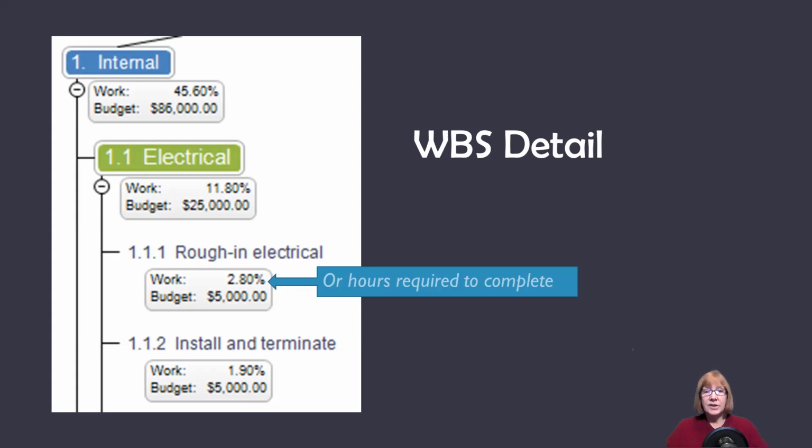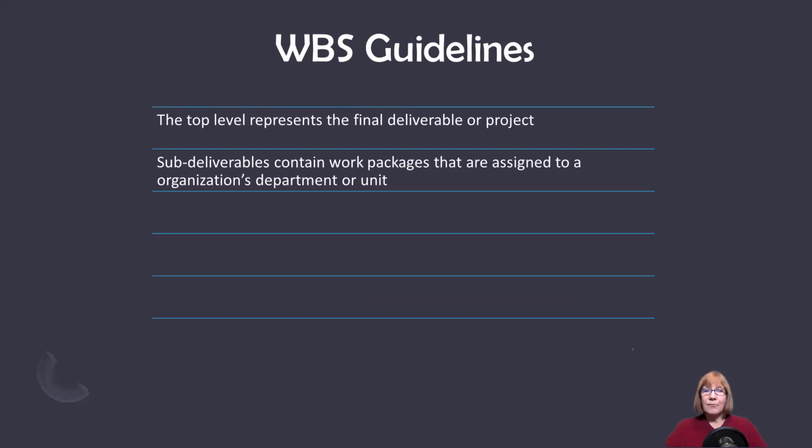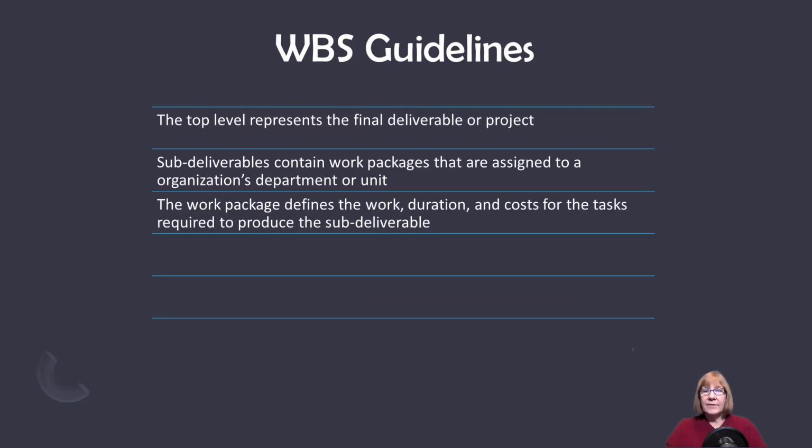But again, it has the budget on these particular lines. Here are a few guidelines that you may or may not remember from project management. The top level is the final deliverable for the project. The sub-deliverables have work packages that are assigned to a particular department or unit. So you have all the stuff that's in that work package is assigned to one particular department or unit. And they define the work, the duration, and the costs in order to produce this sub-deliverable.